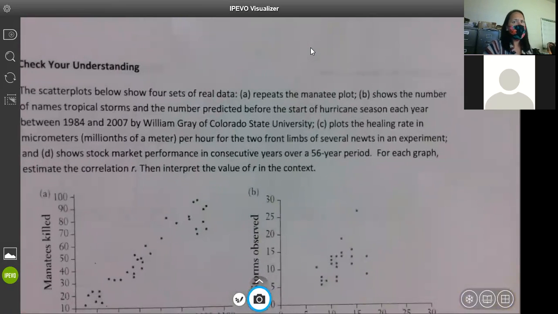Check your understanding. The scatter plots below show 4 sets of real data. A repeats the manatee plot. B shows the number of tropical storms predicted before the start of hurricane season each year between 1984 and 2007. Part C plots the healing rate in micrometers per hour for the 2 front limbs of several newts in an experiment. And D shows stock market performance in consecutive years over a 56-year period. For each graph, estimate the correlation R, then interpret the value of R in the context.